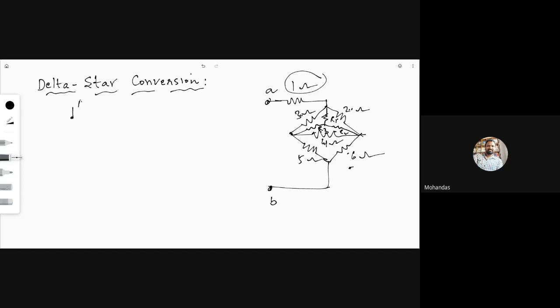Why are these named as a delta connection?